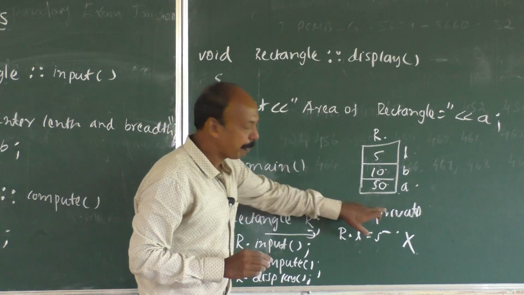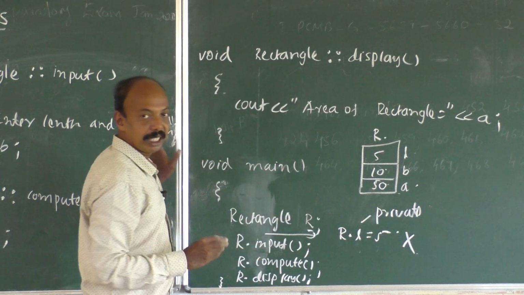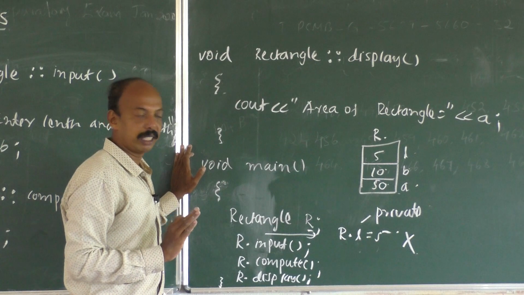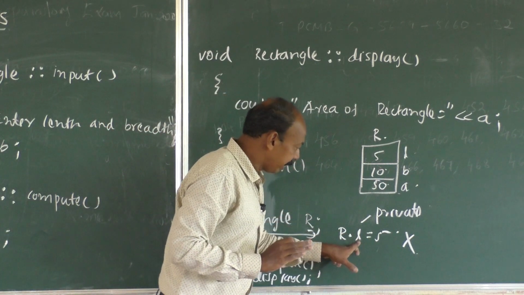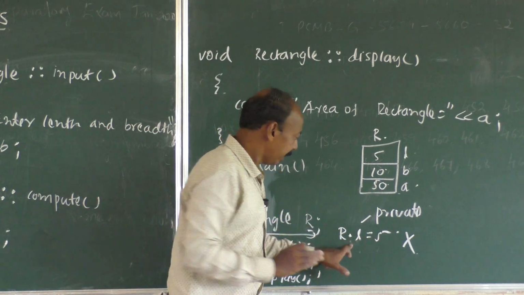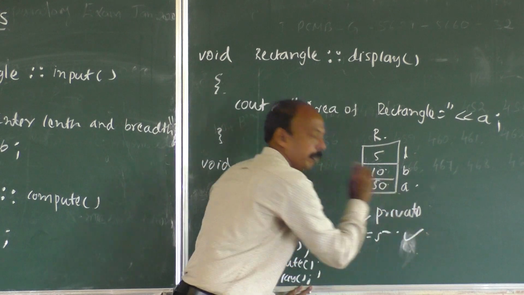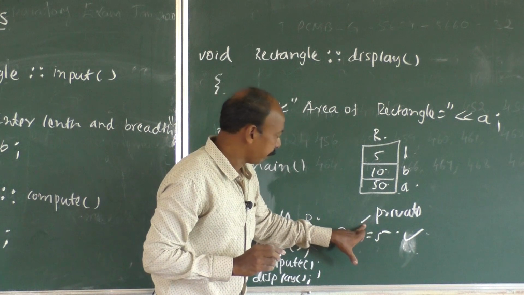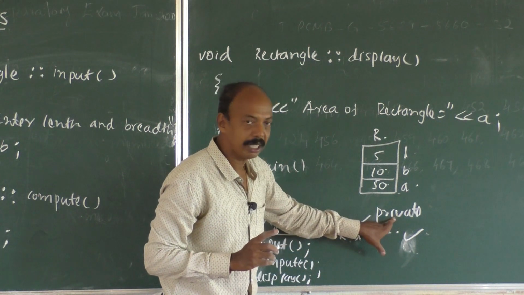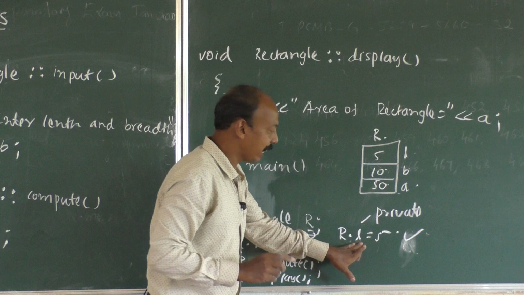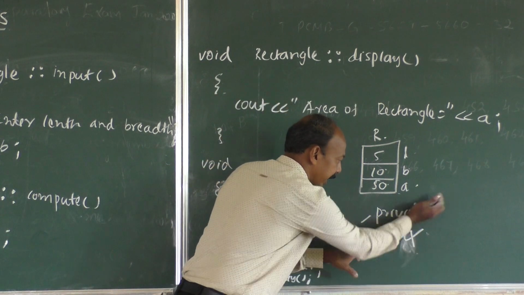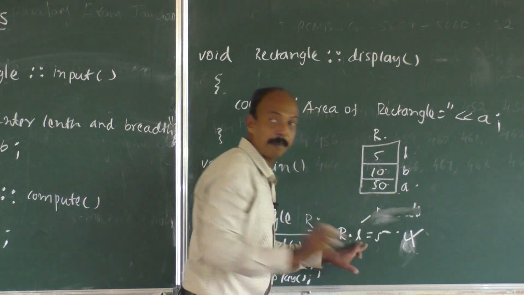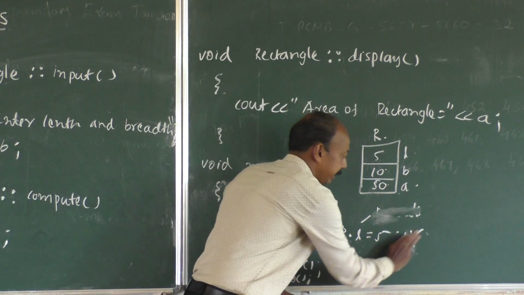If it is private, outside the class it's not possible to access. Suppose we have written L under public, then this is allowed. I repeat, if some data member is written as private, outside the class we cannot access it. If we have written L under public here, then this is allowed.